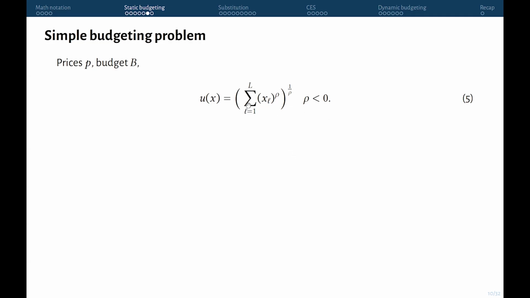So this utility function, it's increasing in each good, because even though rho is negative, the term inside the parentheses, the sum, falls as the quantity of each good rises. You're raising the whole big sum to another negative power, 1 over rho, and then the sum falling raises the overall utility.